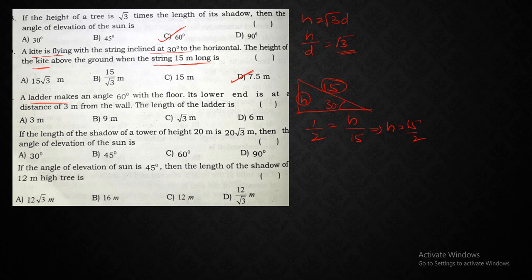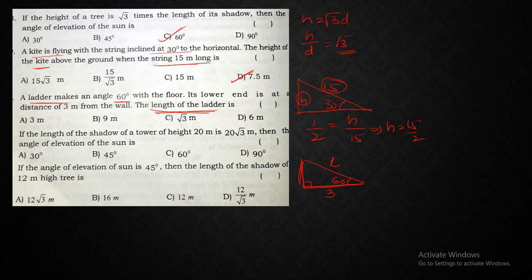Next, a ladder. Again a ladder problem came. We need to draw the figure so that we can decide whether to apply sine or cos, because the length of the ladder is asked. For the length of the ladder, you can use either sine theta or cos theta, based on the given question. The ladder makes a 60 degrees angle with the floor. Its lower end is at a distance of 3 meters. Here distance is given, height is not given. Then what is the length of the ladder?